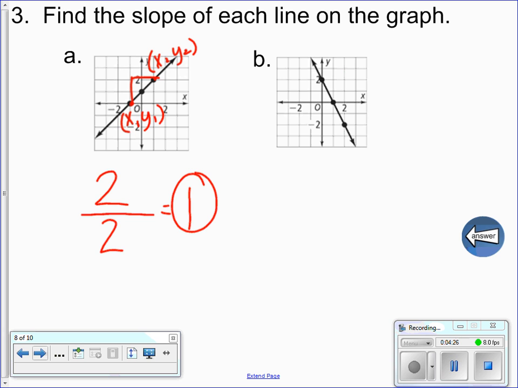Here I can see that my slope is negative, so again I can choose 2 points and just subtract, or I can say I'm going to go from this point to this point. I always move from left to right, and so the first one I'm going down 2, so that's my numerator, and right 1, that's my denominator. My slope is negative 2.